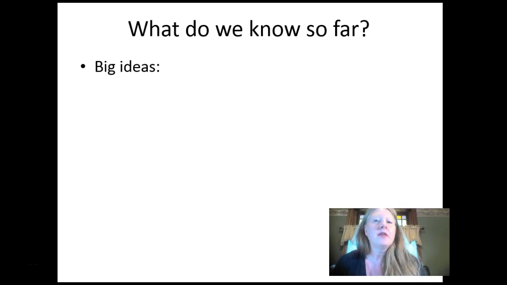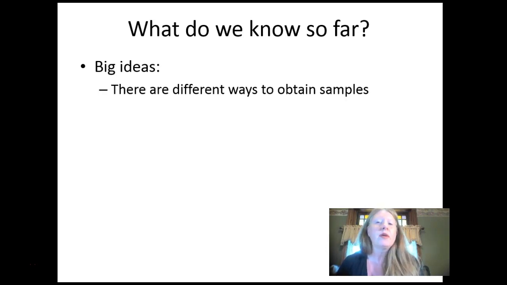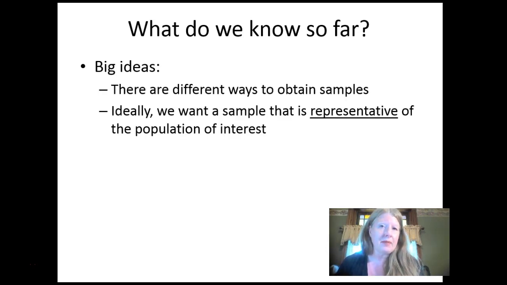In this video, the goal is to summarize what you learned in chapters 3 and 4 and also give you a little bit more practice with some of the big ideas. So in terms of what we know so far, based on what you've studied in both chapters 3 and 4 and chapters 1 and 2, we know there are different ways to obtain samples. We know that ideally what we want is a sample that is representative of the population of interest.